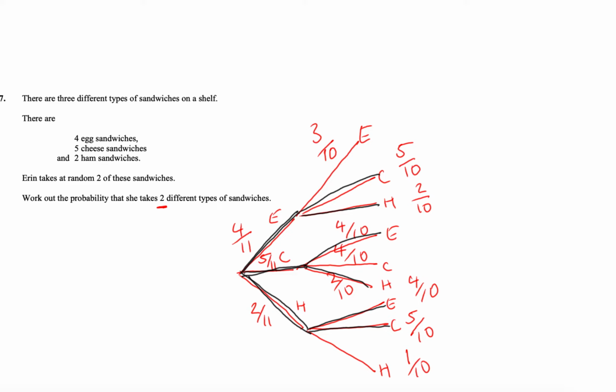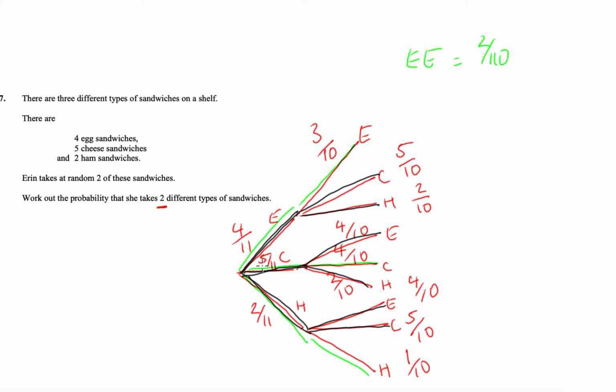But a quicker way to do this question is to think about the branches that we haven't covered with the black colour. Well, we have this branch here, egg and egg. We have this branch here, cheese and cheese. And we also have this branch here, ham and ham. So we could work out the probability that she gets egg and egg, which is really easy: 4 out of 11 times 3 out of 10, which is 2 out of 110.